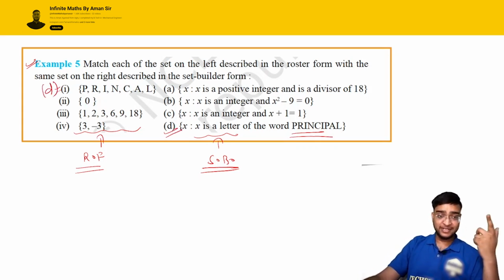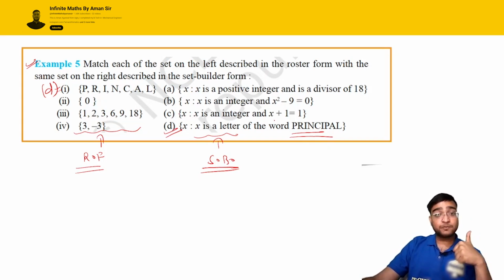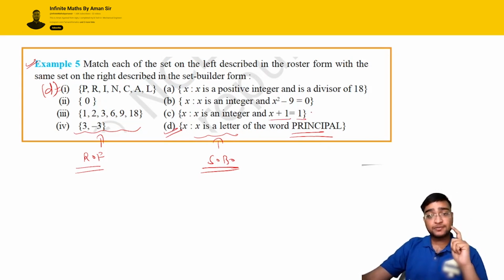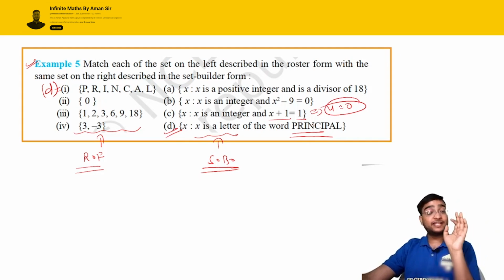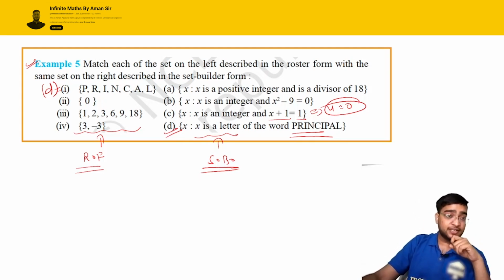Okay. Second is 0. Like this one, just read it out. This is x is an integer, and x plus 1 equal to 1. So that is the only condition. X must be 0. So the set is a singleton set also. Singleton means there is only one element in the set. So yeah, this is C.